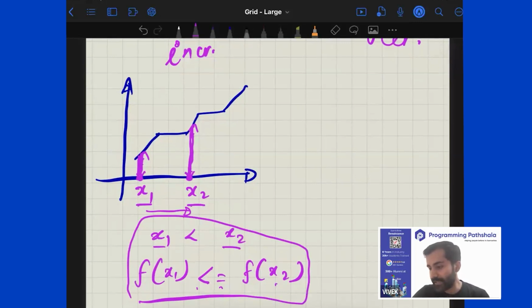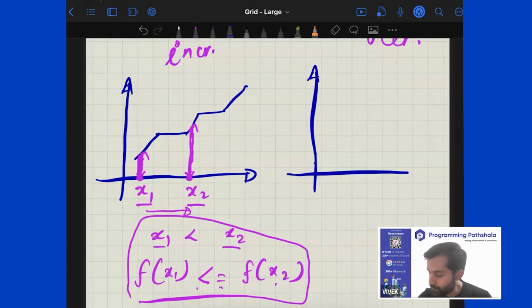So this is an important trait which is true for what kind of functions? Monotonically increasing functions, right? Okay, now what if this was a monotonically decreasing function? Let's say I plot something like this.